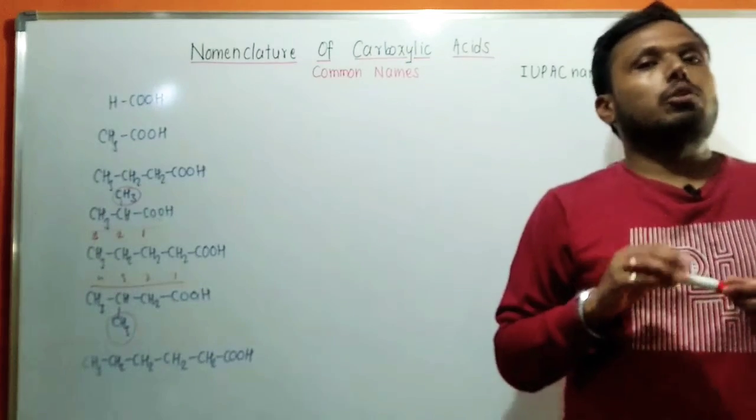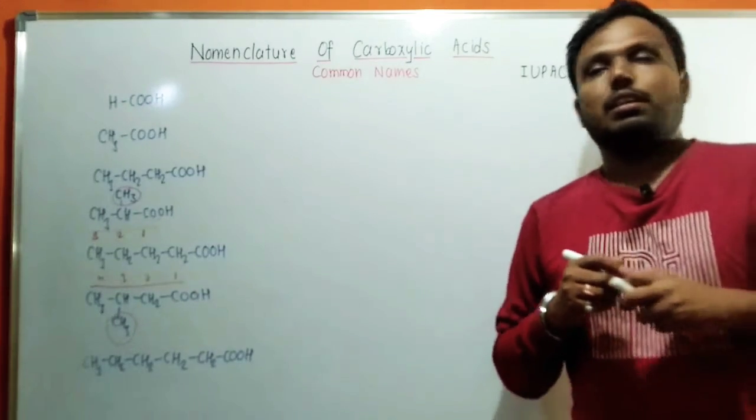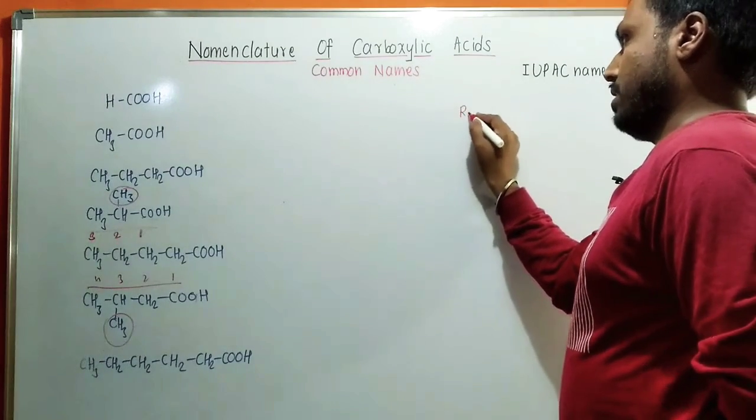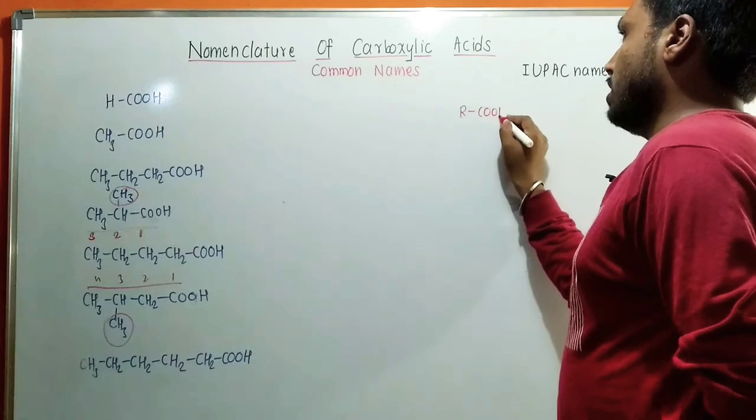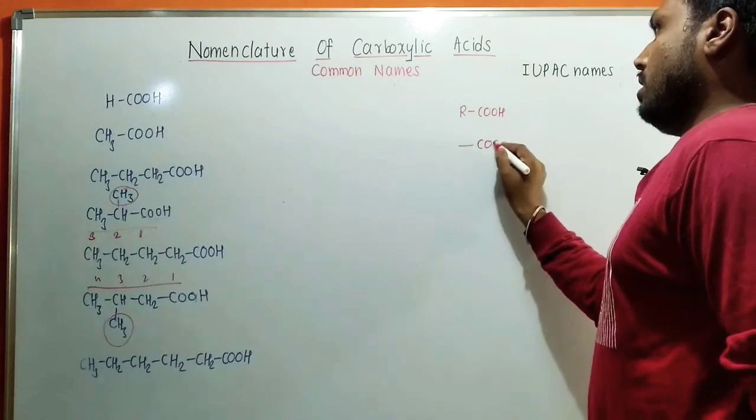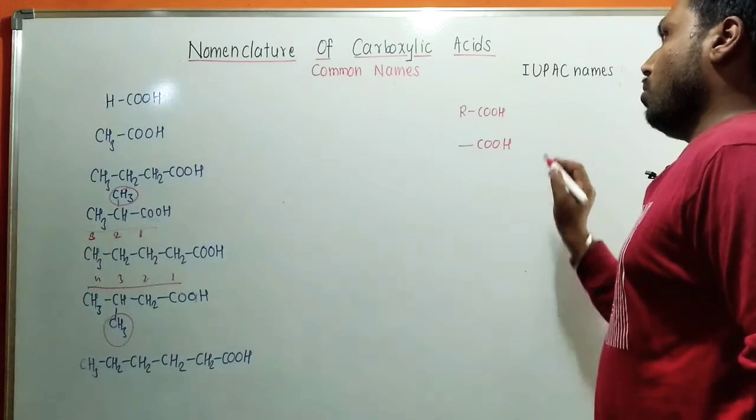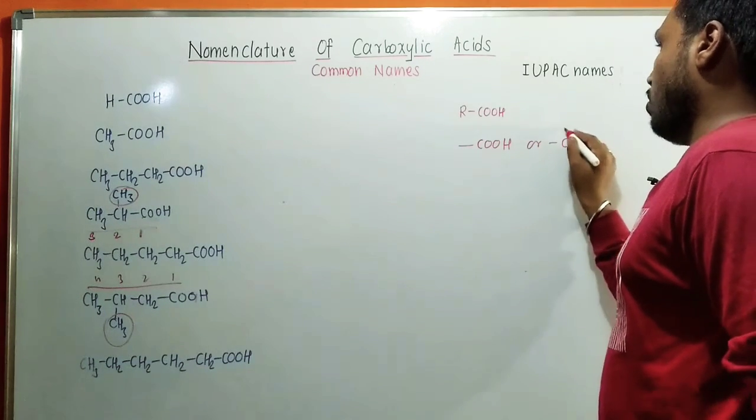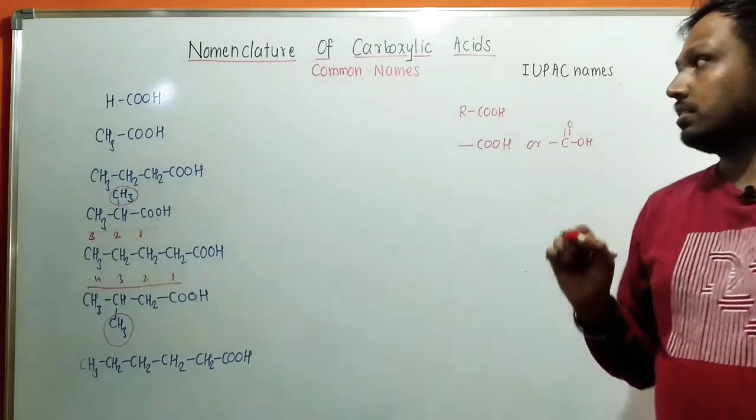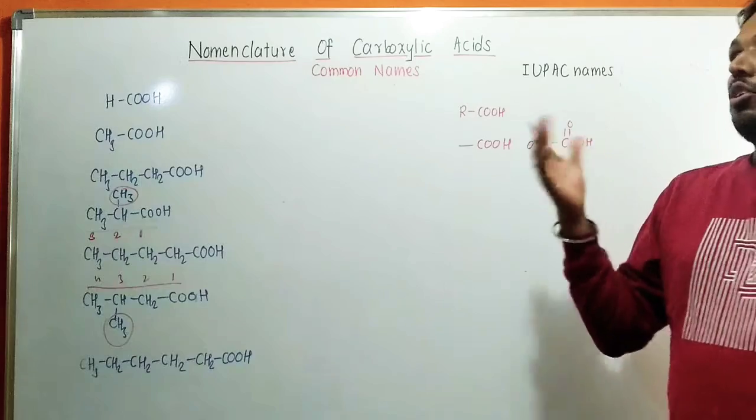Today we'll see the nomenclature of carboxylic acid. So what are carboxylic acids? The compounds which are represented by R-COOH, and contain –COOH as a functional group, are called carboxylic acids. So now we are going to see the nomenclature.